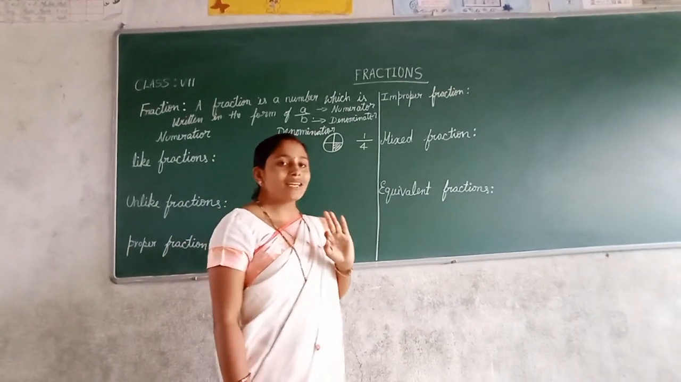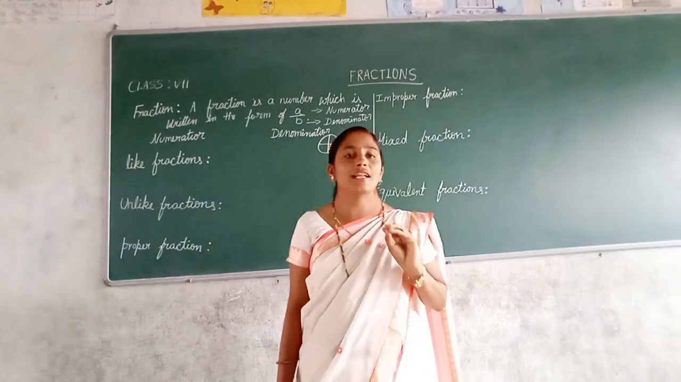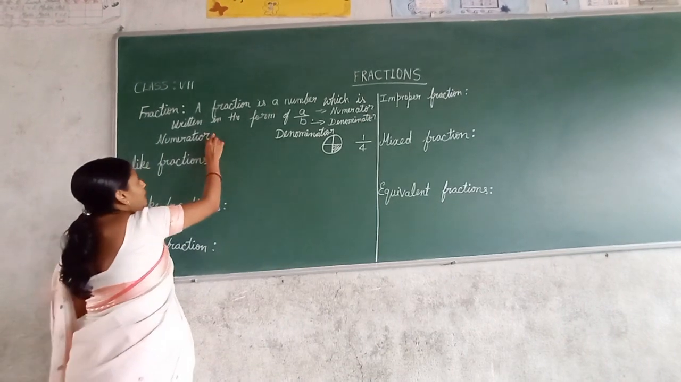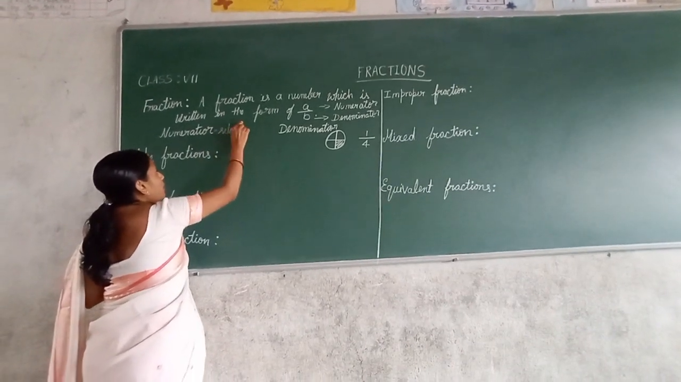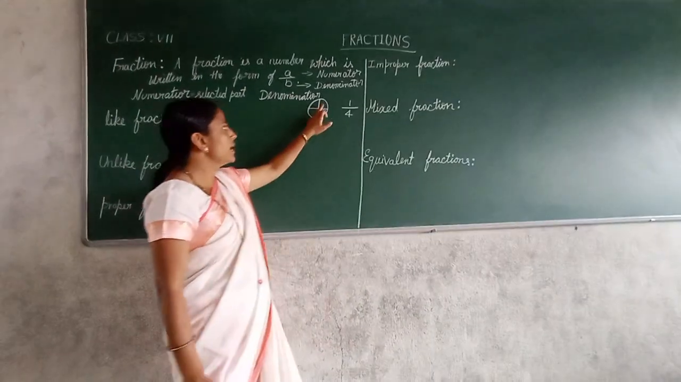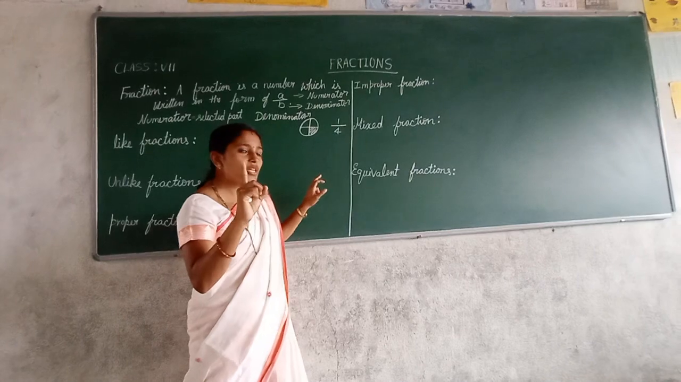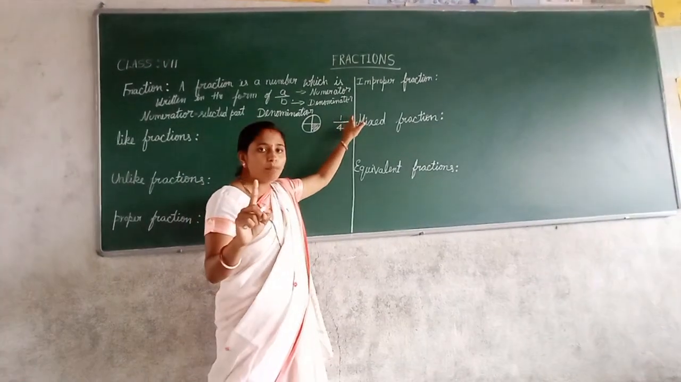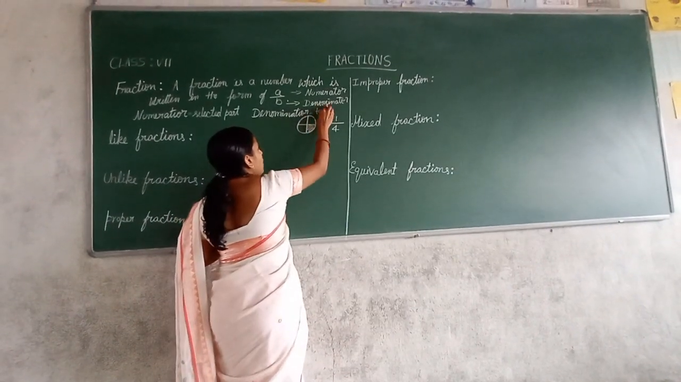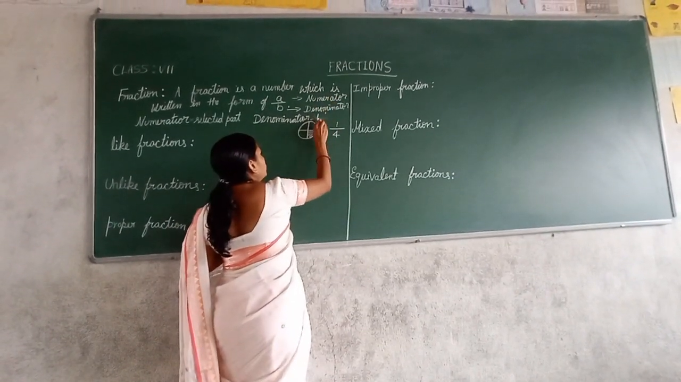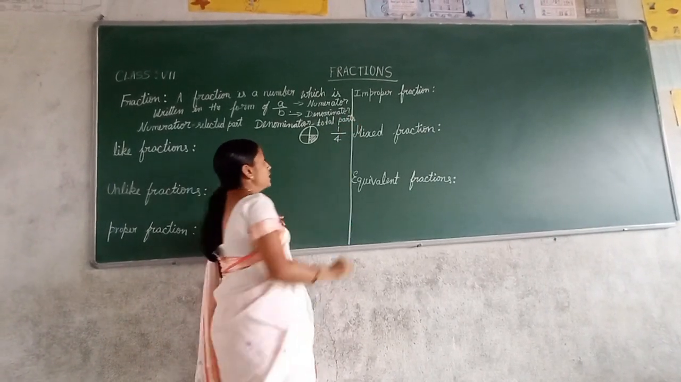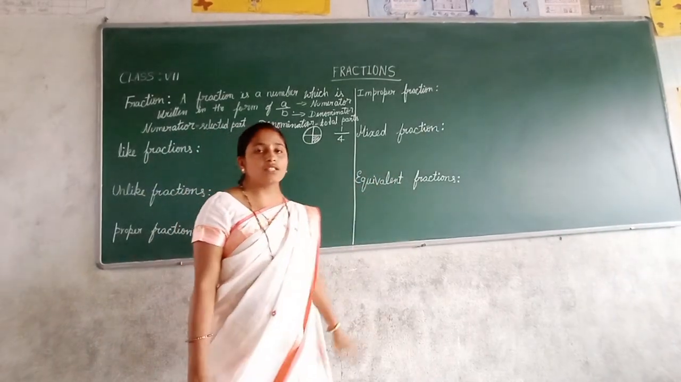But you must understand the meaning of numerator and denominator. Numerator means the selected part. You can understand that out of 4, I have selected only 1, so I have written it in the place of the numerator. Denominator means the total number of parts. The total number of parts is 4, so I have written it in this form.